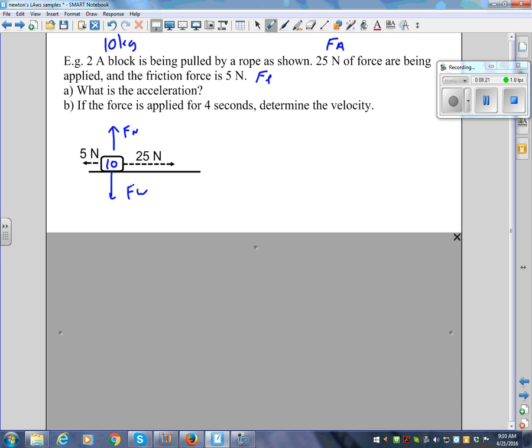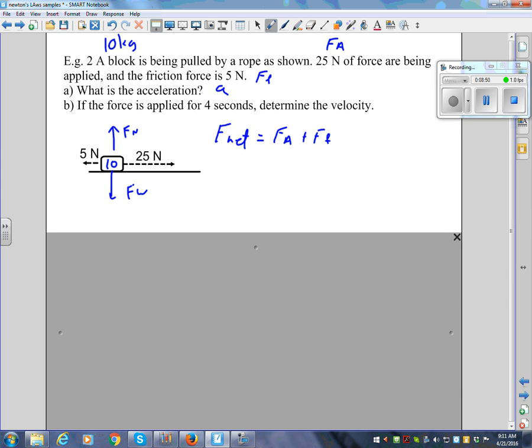What is the acceleration? And if the force applied for 4 seconds, determine the velocity. So this time we're not looking for the force, we're looking for the A. From forces to A, we're going to use F net equals ma. Do I have the net force? I don't, so I need to find the net force. Net force is applied force plus friction force.